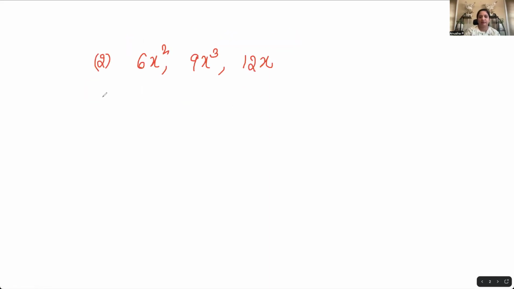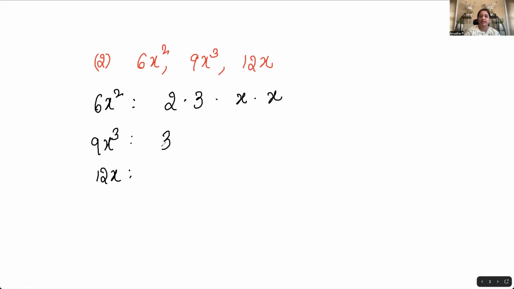Coming to the second example, here we are taking 3 monomials. One is 6x squared, the other one is 9x cubed and 12x. So the prime factorization of 6 is 2 times 3, and x square is x times x. For 9x cube, the prime factorization is 3 times 3 and x times x times x for x cube. X to the power of 3 means we will repeat the x 3 times.